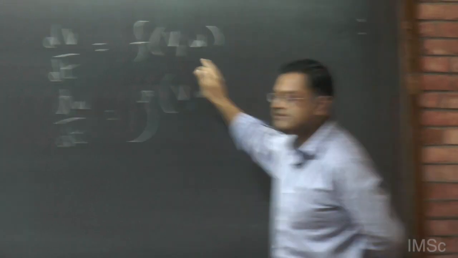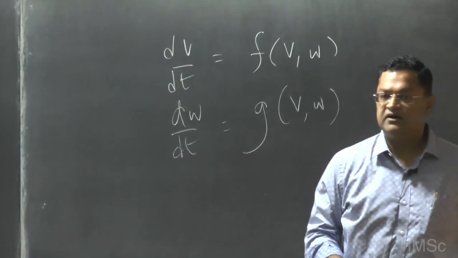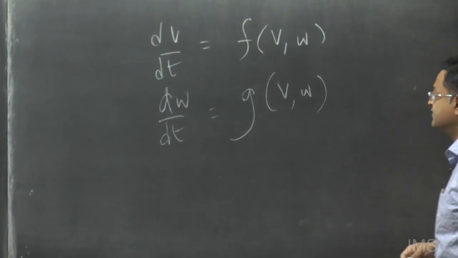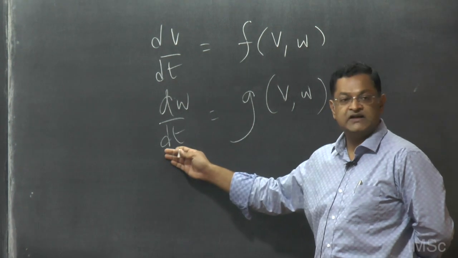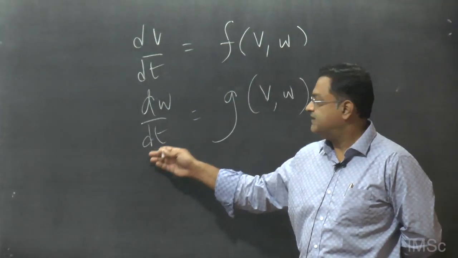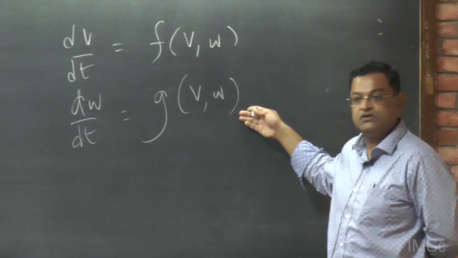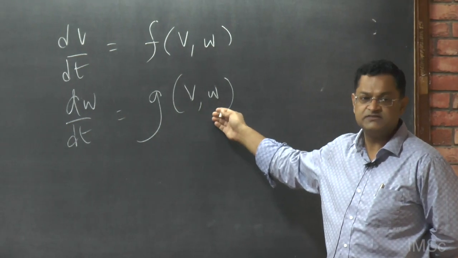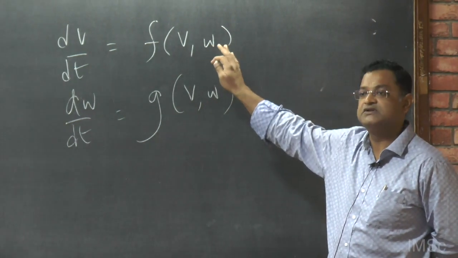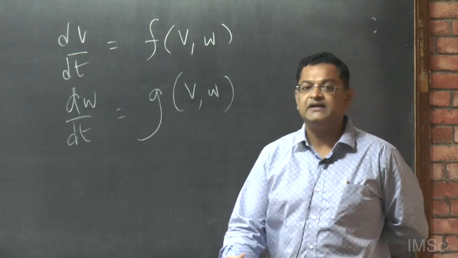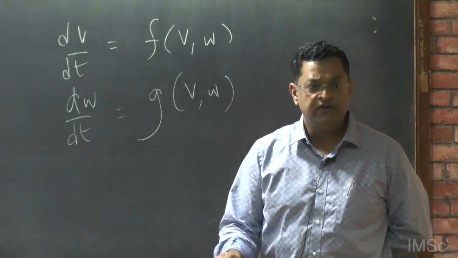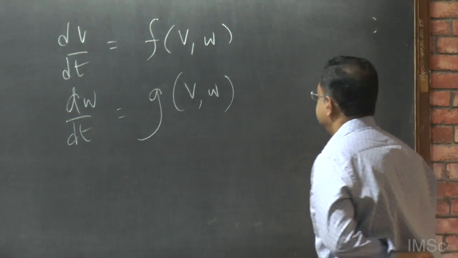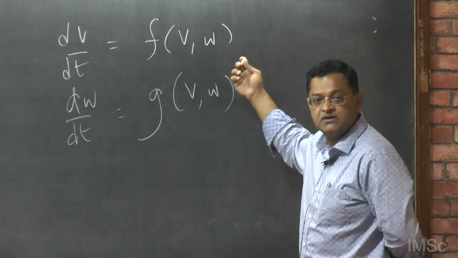There is no T on the right hand side, which means this is an autonomous differential equation, for those of you who know what it is. This is the other variable, the gating variable, dW/dt, and it is some other function of V and W. Does this make sense? This is a general way of writing the Morris-Lacar equations, or for that matter, any model of this type. This whole set of equations will be parameterized by certain parameters.